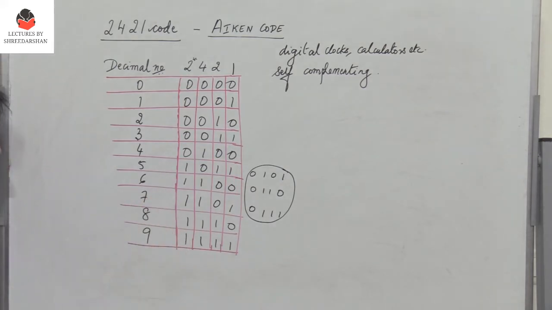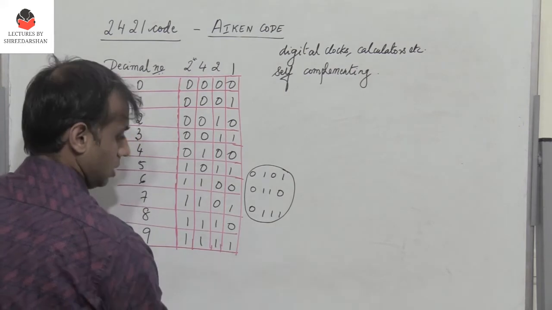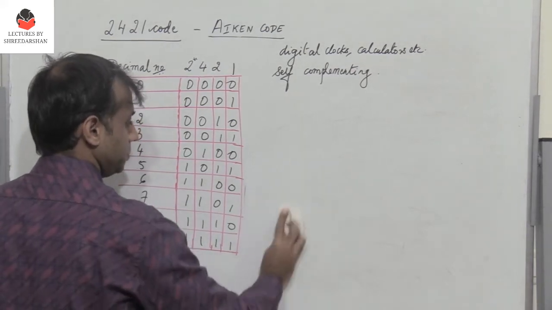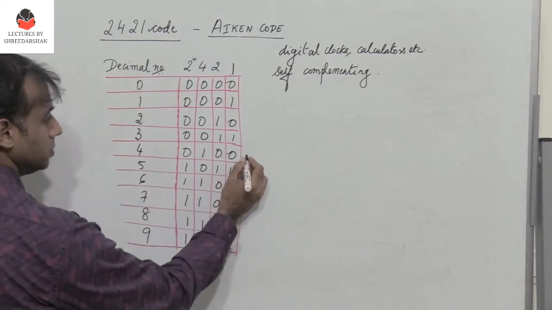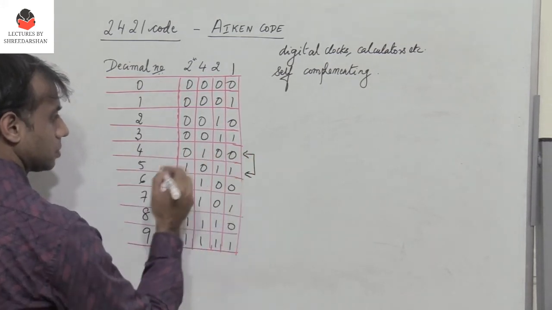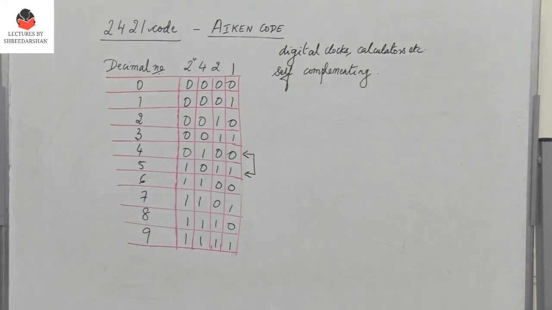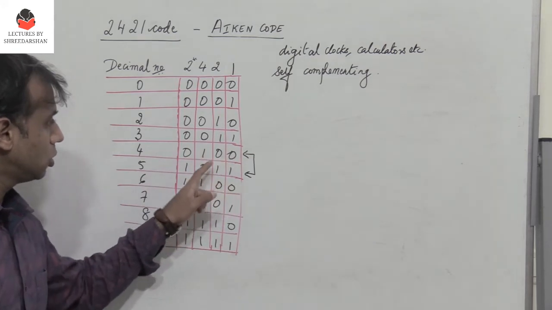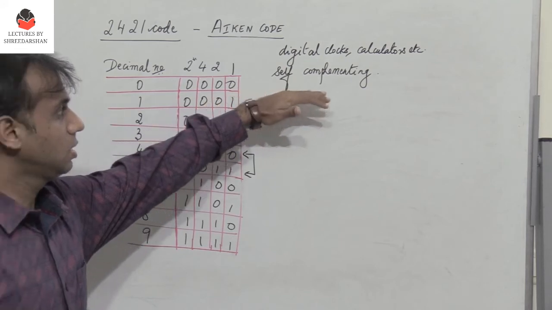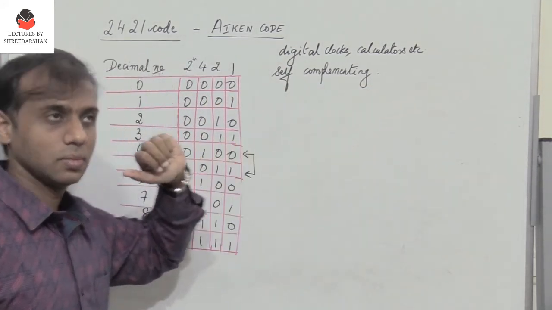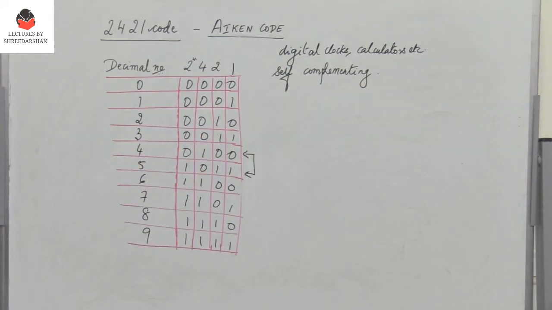Now why is that so? Let us observe. If we observe the representation of 5 and 4, we identify that they are just complementary, isn't it? So here I have 0, 1, 0, 0, but here I have 1, 0, 1, 1. That is what we mean by saying they are self-complementing. Right? So the 2421 code is a complementary code, and that is the reason why we use this representation.